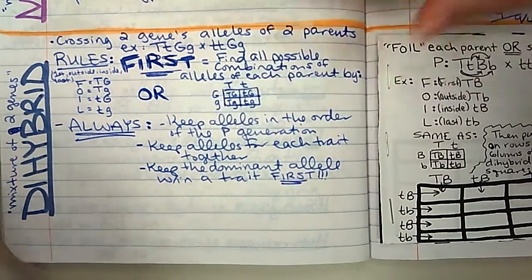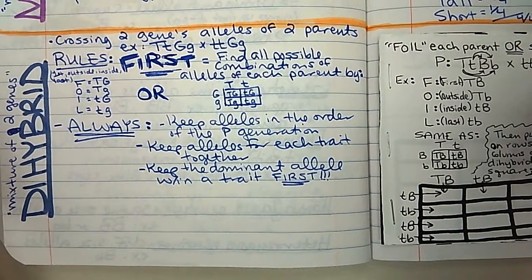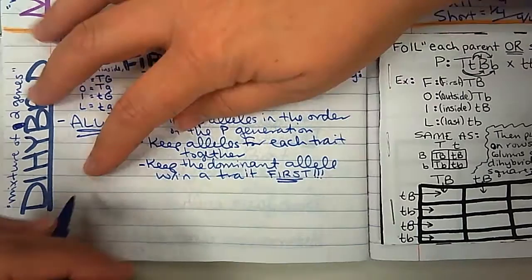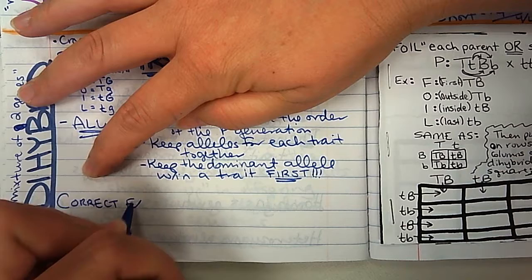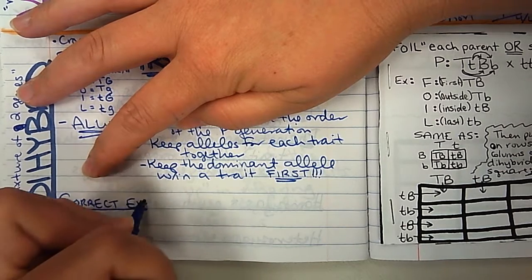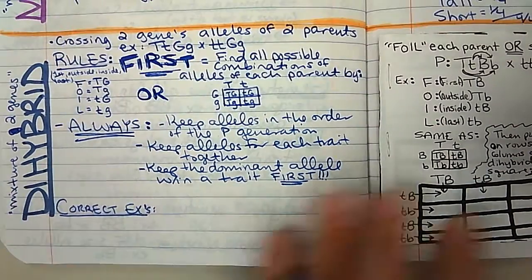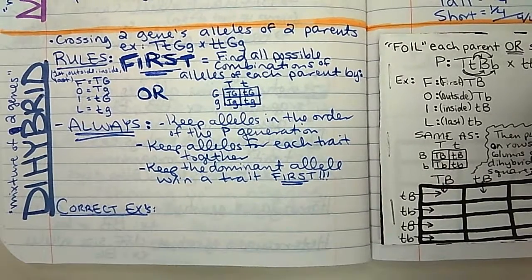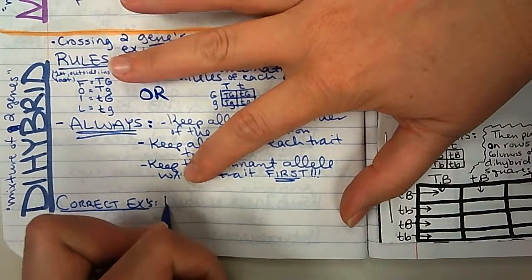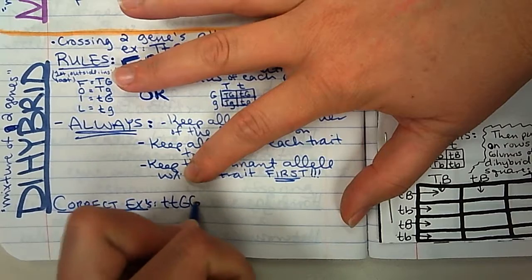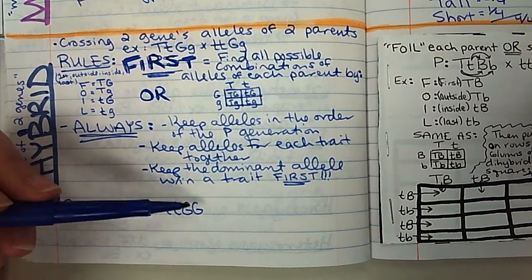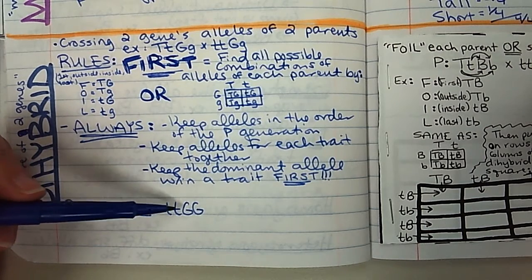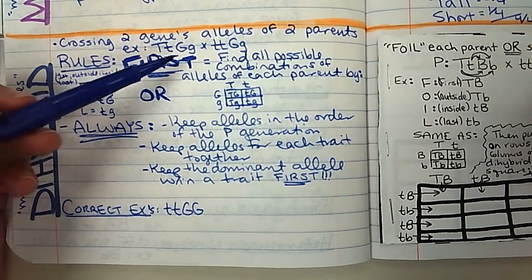Okay, so within the same letter, you keep that dominant allele first. Let me give you a couple of correct examples. Let's make an apostrophe S. A few correct examples would be like little t, big G. We're keeping those little t's in front of those big G's because they're separate genes. They don't have anything to do with each other. We're just observing them at the same time, and they're in the order of that parent generation.